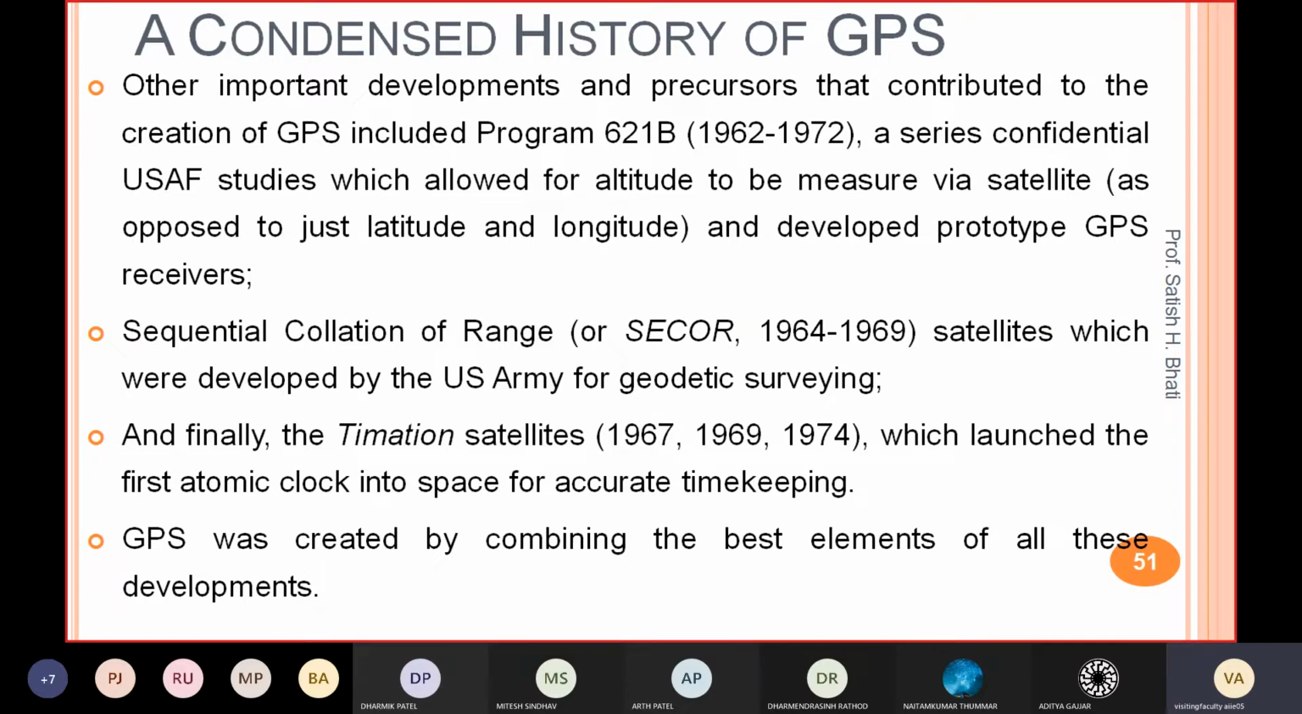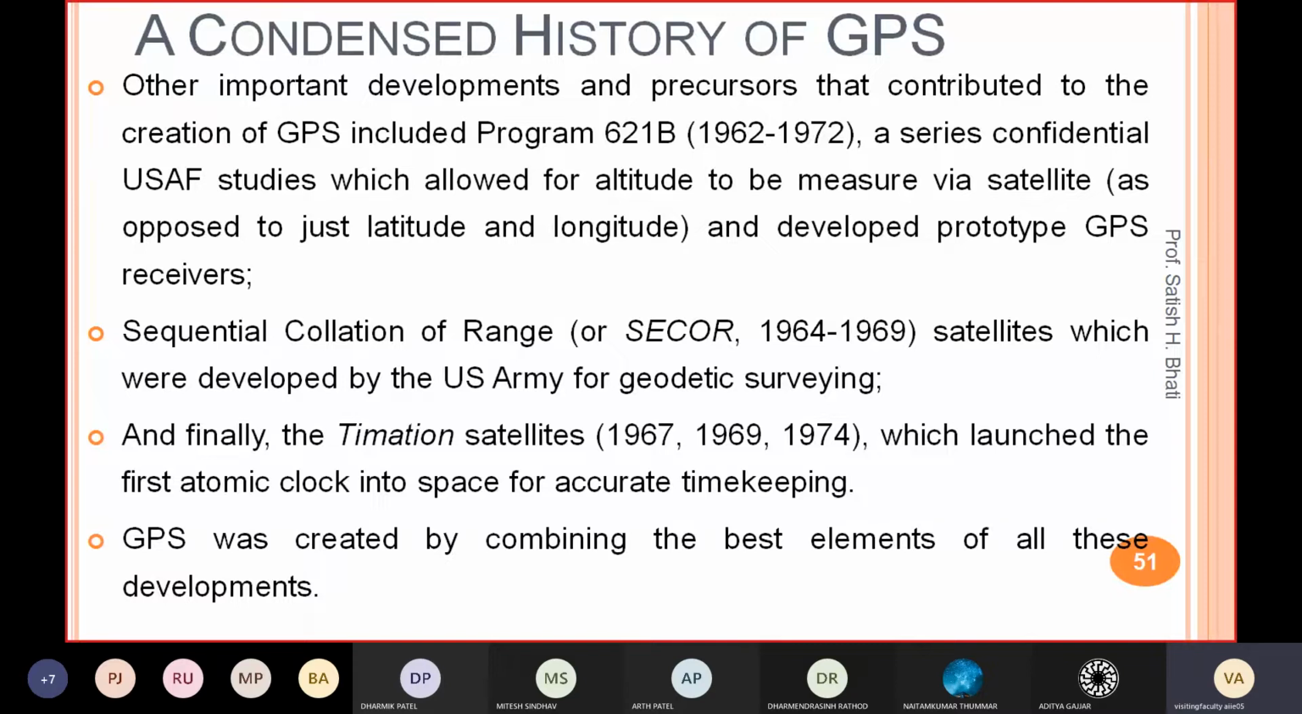In that, the satellites launched the first atomic clock into space for accurate timekeeping. Nowadays, all the GPS satellites use an atomic clock for timekeeping. So the first atomic clock was launched in the 1960s and 1970s.